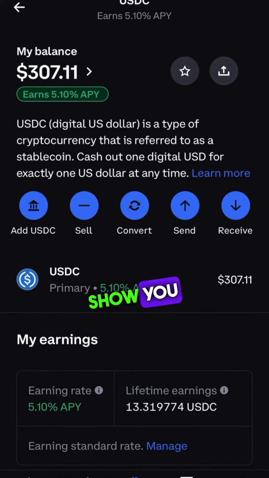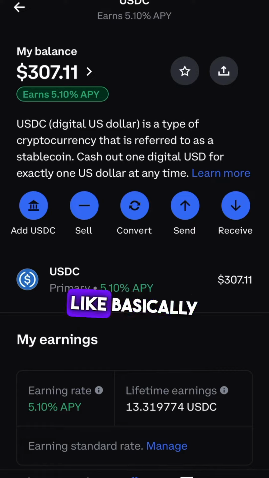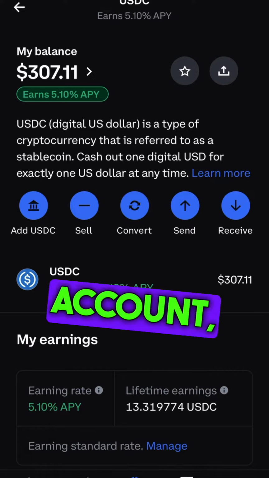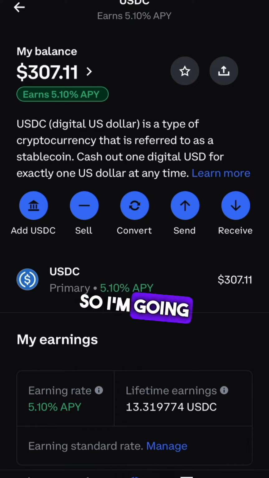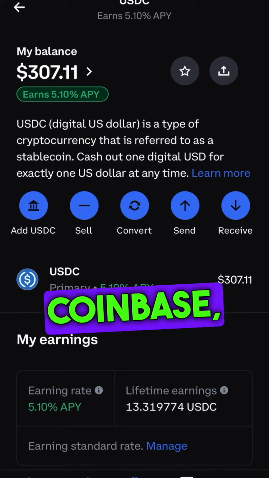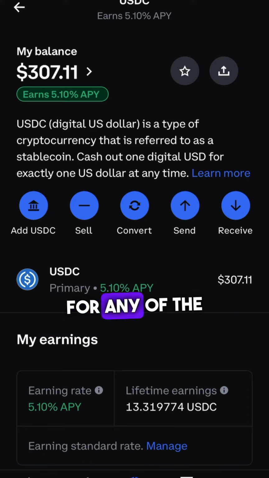So today I'm gonna show you how you can convert, basically withdraw money to your bank account. A lot of people have money in crypto and they want to cash out and seem to be confused. So I'm gonna show in the example in Coinbase, but the process is exactly the same for any of the apps.